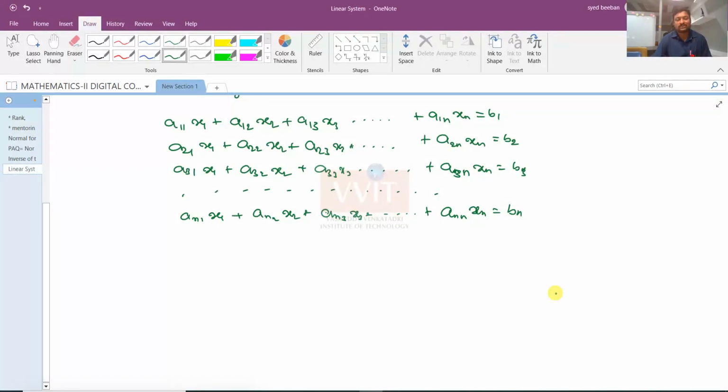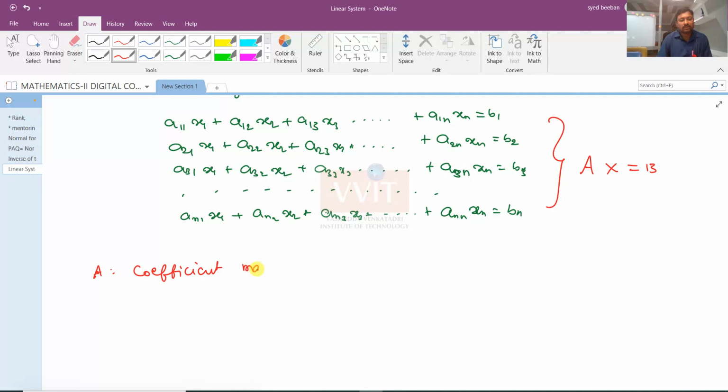This one I'm going to extract and represent as Ax equals B, where A is the coefficient matrix. That means we are collecting only the coefficients of the variables here.